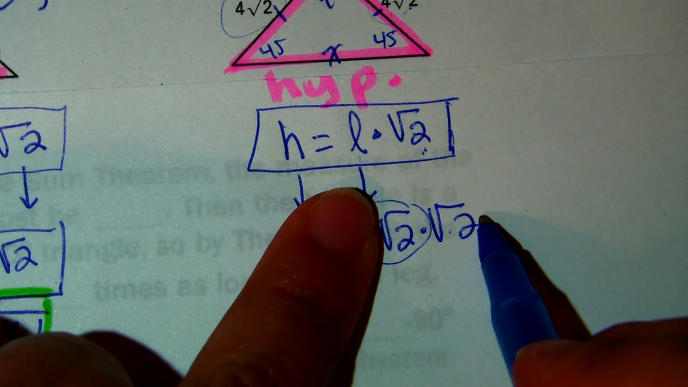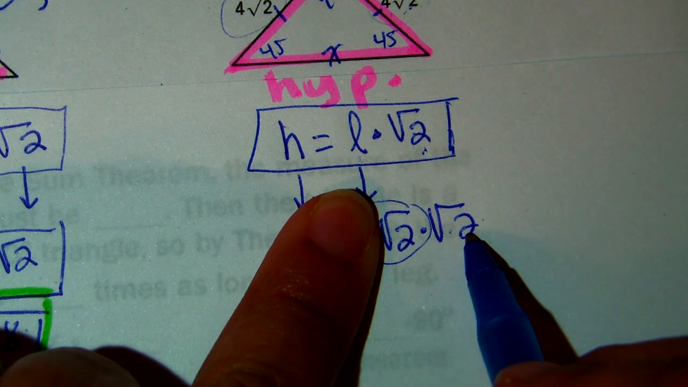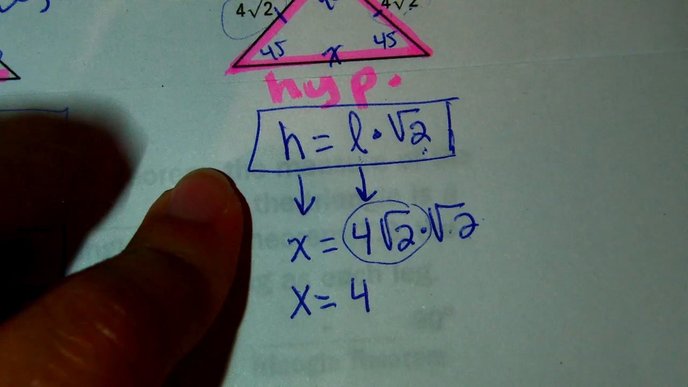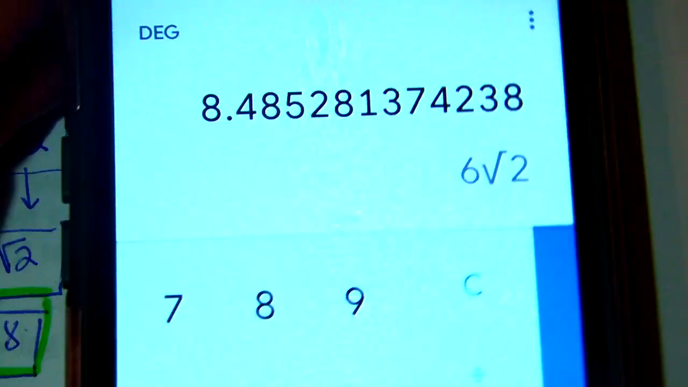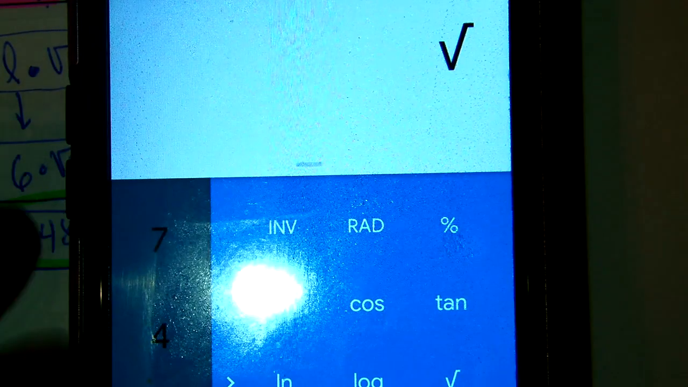This right here, square root of 2 times square root of 2, I want you to see it with the calculator. Look what happens. Let me zoom out a little bit. I'm going to do this.